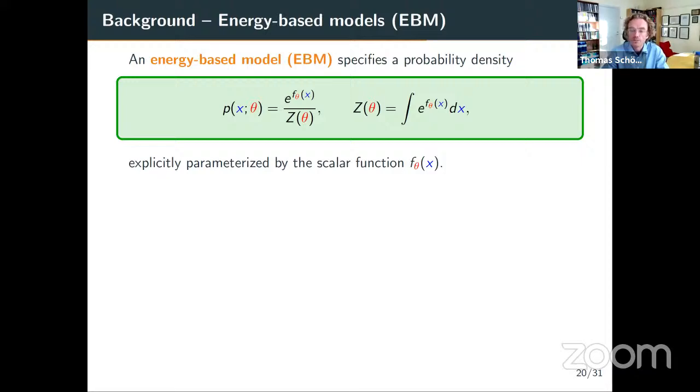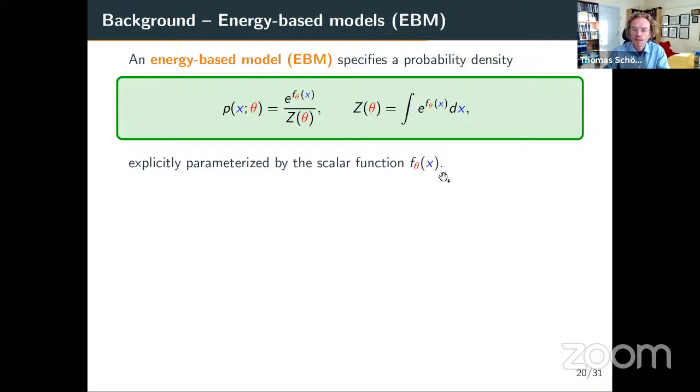So the idea is very simple. We're looking for a distribution, P of X. And one way of doing that is to just say, well, we have some general function f, and we look at e to the power of f, and then we normalize that to make sure that this object integrates to 1. And since it's e to the power of f, it's always greater than or equal to 0. So this will be a PDF.